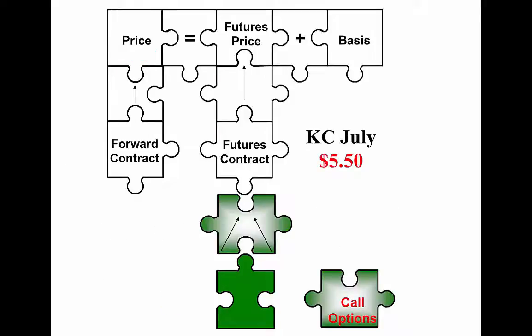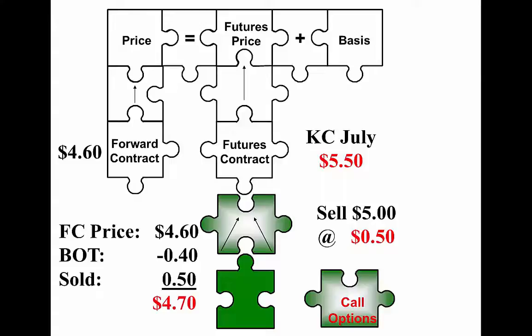But what happens if prices go up, say to $5.50? Well, we have our forward contract for $4.60. It still holds. We can sell our $5 call for 50 cents. So we're going to have our forward contract price of $4.60, our 40 cent premium for buying the call. We sold it for 50. We netted $4.70 for our wheat because we had that call as prices went up. As the futures price went up, the call increased in value and added to our forward contract price to protect us against higher prices.